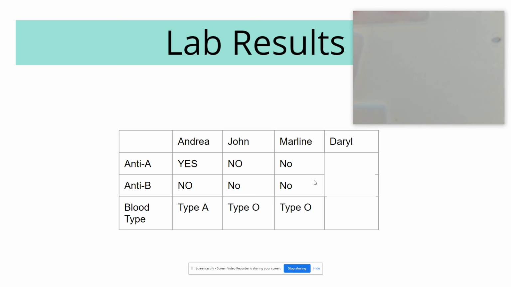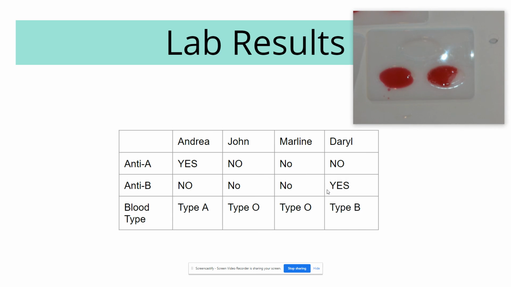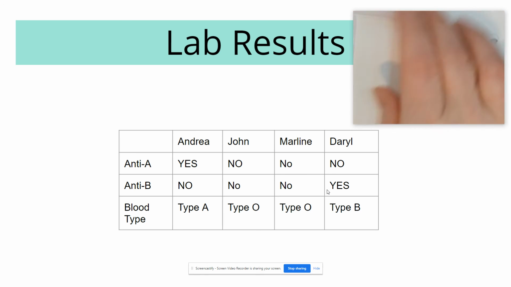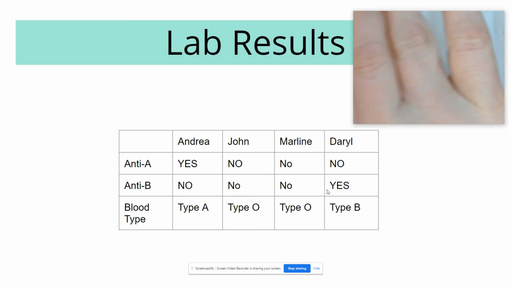And then I'll bring Daryl in. There's Daryl, and you can see there's no response here, but you can see right here that that is a clumping reaction. So he is no, yes to B, and that means Daryl has type B blood. And so that was the lab. It's really a simple activity.